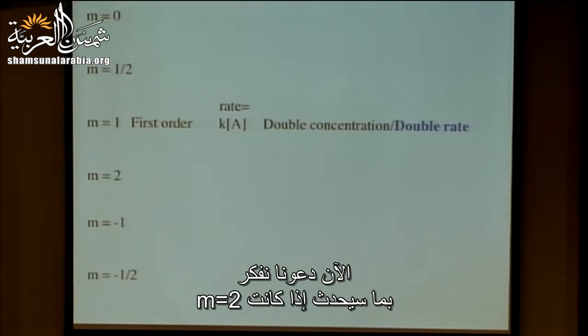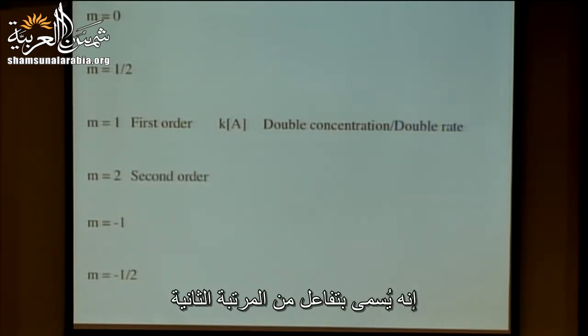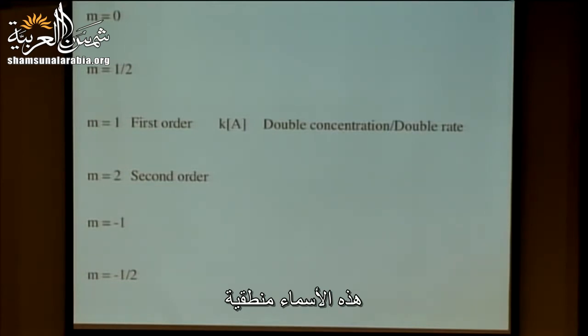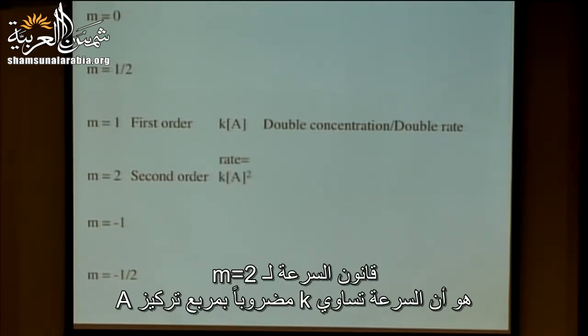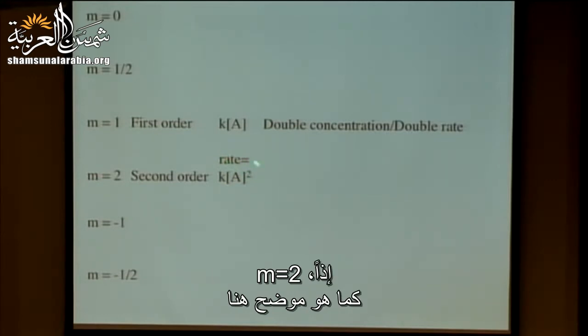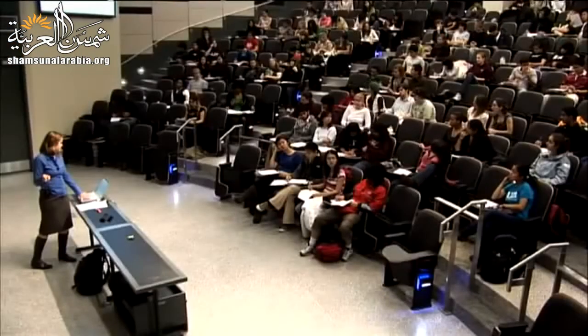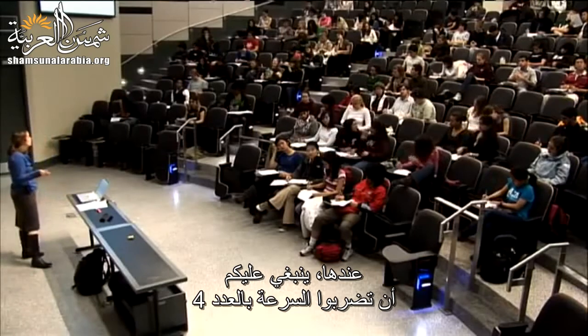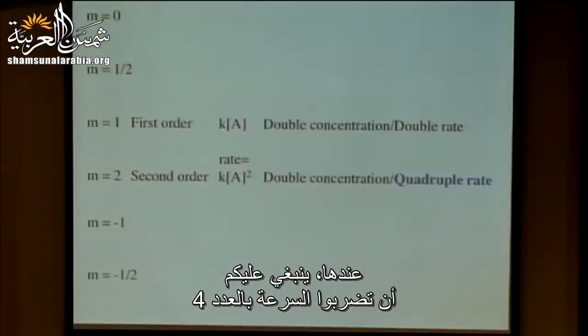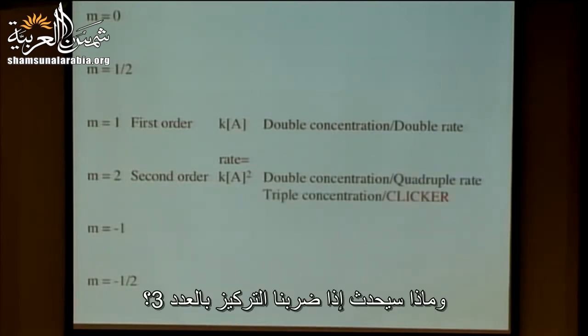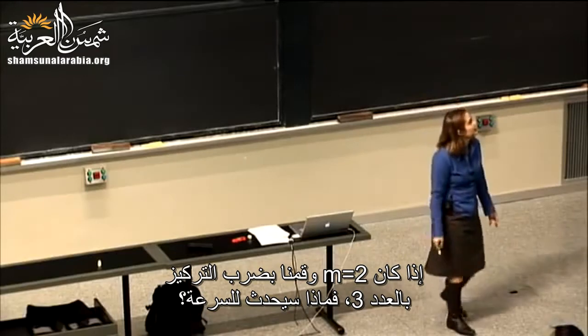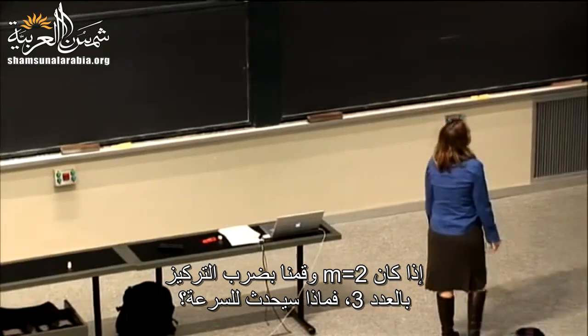So now let's think about m equals 2. You see on your handout that that's called second order. Again, these names make sense. The rate law for this would be k times the concentration of A squared, so m equals 2. And that's shown over here. If you double the concentration of A, what would happen? So you should quadruple the rate. So what about if you triple the concentration? Why don't you go ahead and tell me, if you triple it for m equals 2, what would happen to the rate?